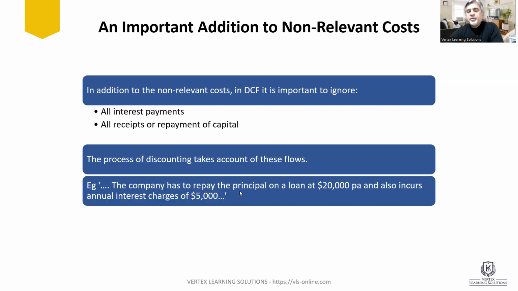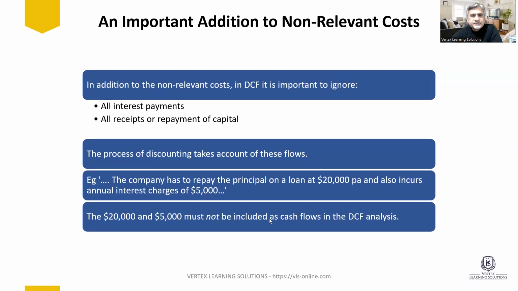Example: the company has to repay the principal on a loan of $20,000 per annum and also incurs annual interest charges of $5,000. So this is two things. I took a loan of 20,000, I have to pay some interest and I have to pay back some capital. Both of them will be ignored from your table of cash flow calculation for investment appraisal. Although these are cash outflows, we have to ignore them.